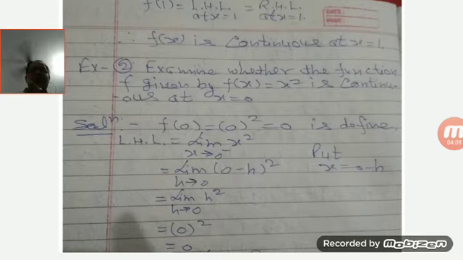Now we can calculate left hand limit of function at x equal to 0. So we can write left hand limit equal to limit of x square, x tends to 0 minus. Now we can replace x by 0 minus h and write h tends to 0. So it will be limit of (0 minus h) whole square, h tends to 0. Limit of h square, h tends to 0 is equal to 0.